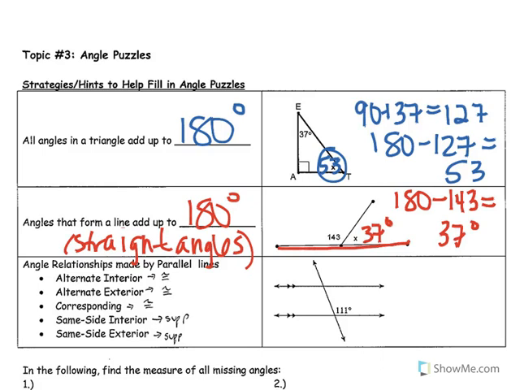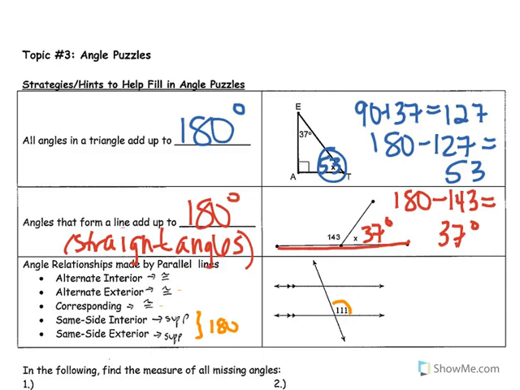The other thing that's going to show up a little less frequently is angle relationships that are made by parallel lines. Remember, we had alternate interior, those were congruent. Alternate exterior were also congruent, corresponding were congruent, and then same side interior and same side exterior were both supplementary, which meant they added to 180. So this is a very common example that we did in Unit 1.